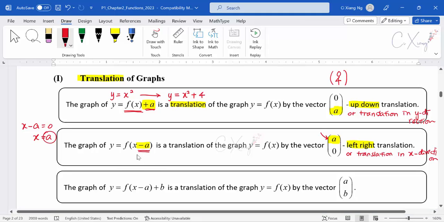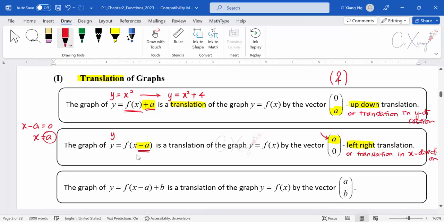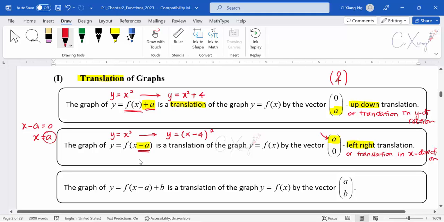And then as an example, if I have y equals x squared, and I have the translation y equals (x minus 4) squared, you can see that the negative 4 is inside the square. That means it is inside the basic function. So this is a horizontal translation.